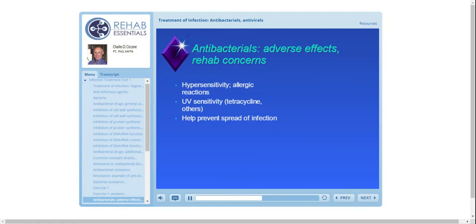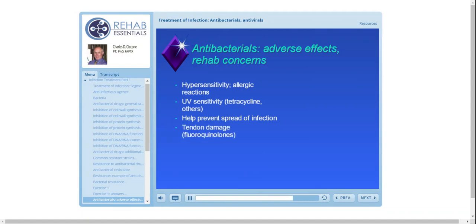We can help prevent the spread of infection. We can act as a conduit and spread infection from one patient to another, for all kinds of infections, viral infections and so forth. So carefully use universal precautions, simple good hand washing, but also sterilize our equipment, our electrodes, our whirlpools, making sure that we're not acting as this vehicle to allow the infection to spread from one patient to another, especially the resistant strains.